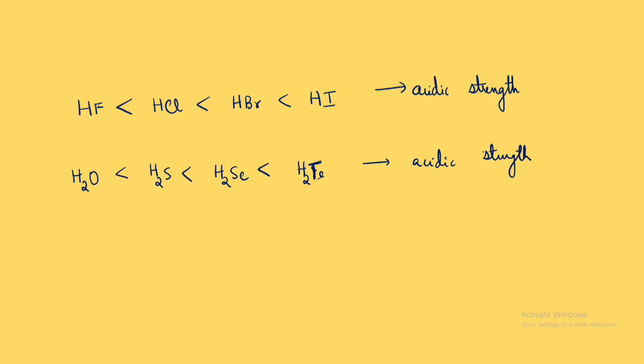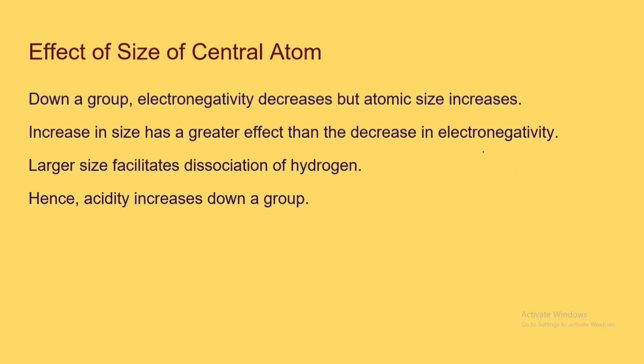From this, it is very clear that the electronegativity difference is not the only factor which decides the acidic strength. Let us talk about one more factor which affects the acidic strength, which is the effect of the size of the central atom. Besides electronegativity, we have another factor which affects the acidity quantitatively, and that is the size of the central atom.